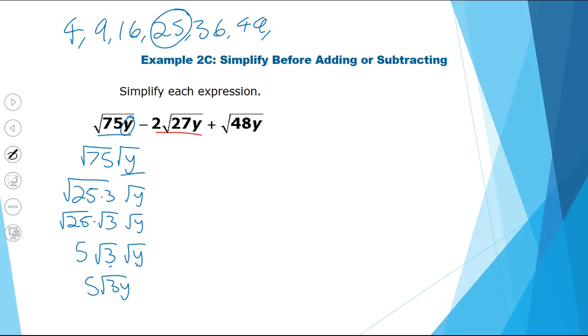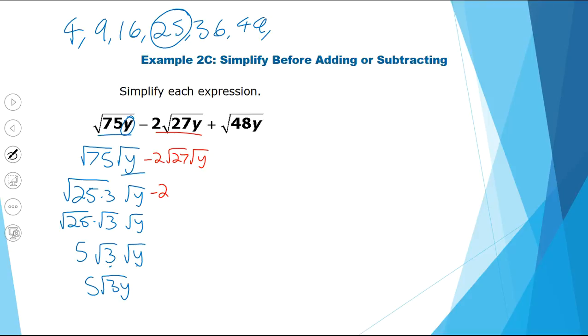All right. Now notice the 2 on the outside. That 2 is going to be there. Let's keep that in mind. But let's focus on the square root of 27y. So I'm going to go ahead and separate the square root of 27 from the y, just like I did previously in the 75y. Of course, I can't really change the negative 2. The square root of 27.